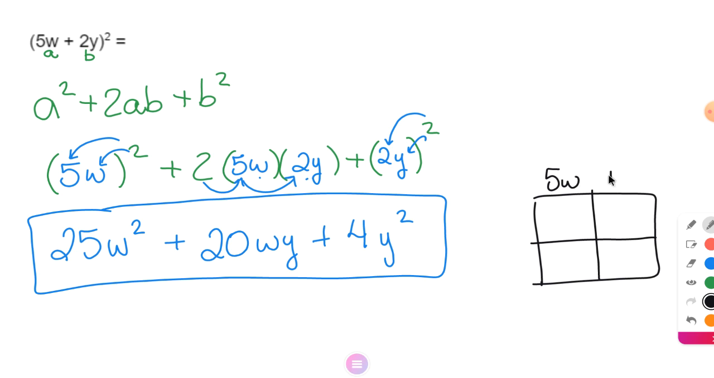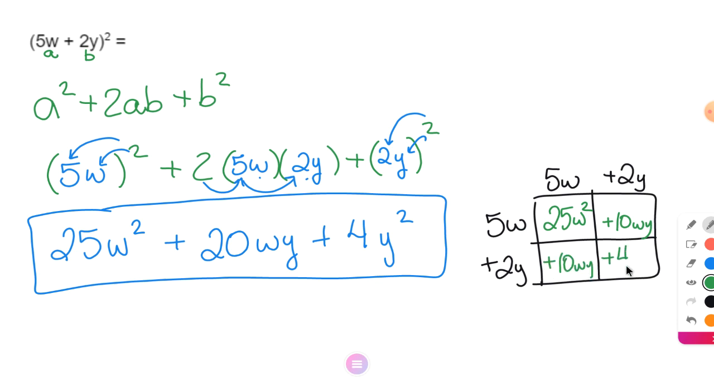5w plus 2y times 5w plus 2y. 25w squared plus 10wy plus 10wy plus 4y squared. 10 and 10 makes 20, and we got the same answer.